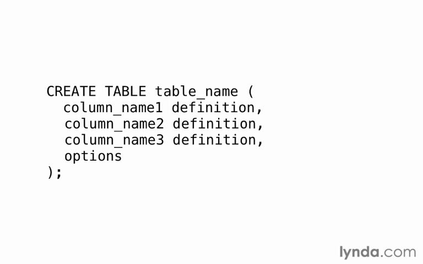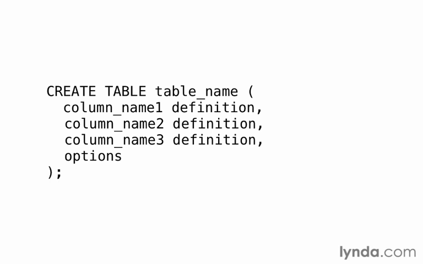Well, we're not going to have any tables there to start with. We're going to need to create one. And we're going to do that with the create table command. So create table followed by the name of our table. And then in parentheses, we're going to put the table definitions. So that's going to be a list of all of the columns that we have, followed by a definition for that column. And then at the end, we can put some options.